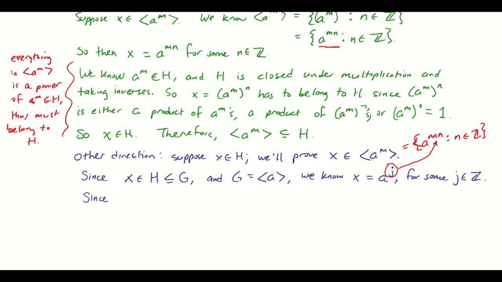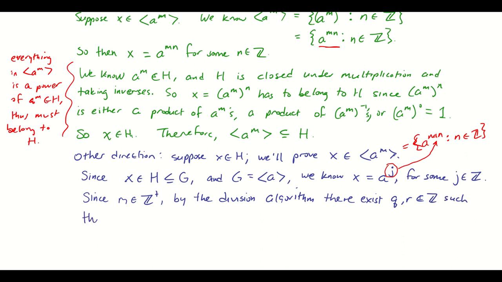So since m is a positive integer, by the division algorithm, there exist integers q and r such that j is equal to mq plus r, and again r satisfies that condition of being a remainder, so 0 is less than or equal to r is less than m. Okay, but then what do we know?